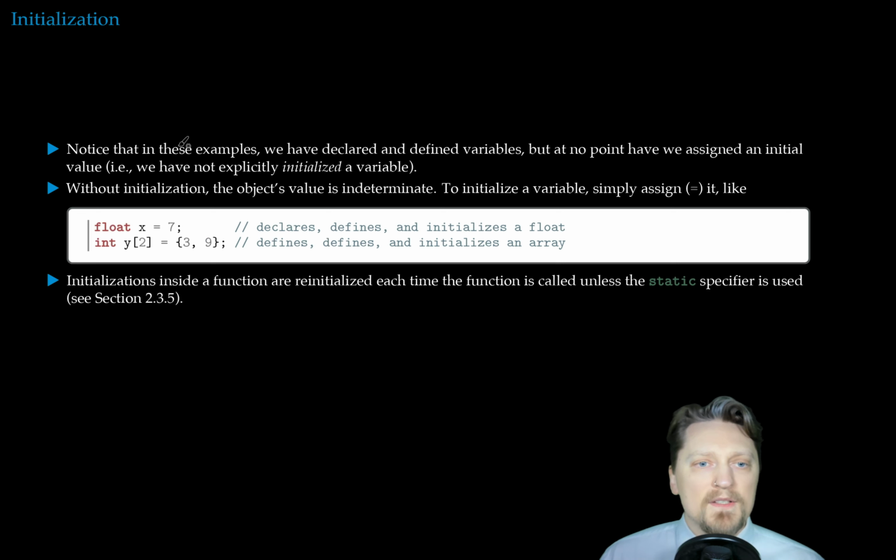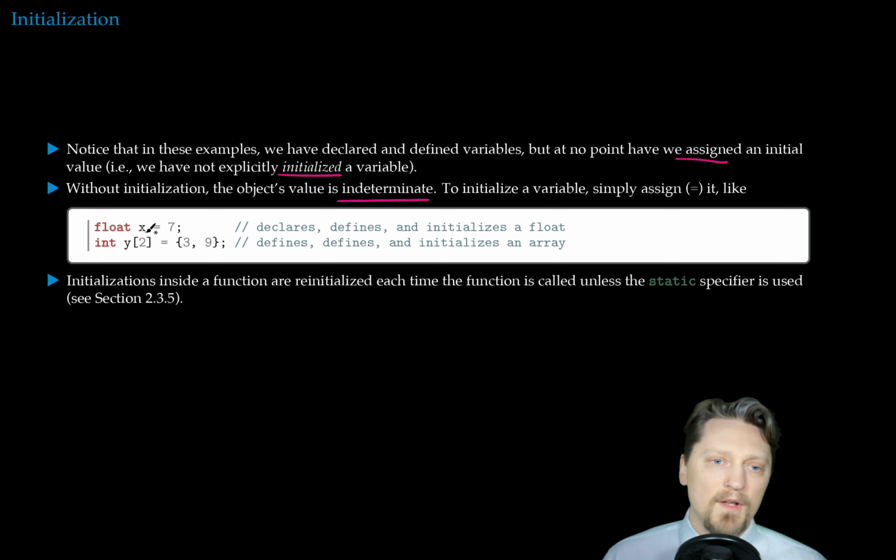Initialization. Notice that in these examples, we have declared and defined variables, but at no point yet have we assigned an initial value, i.e. we have not explicitly initialized a variable. Without initialization, the object's value is indeterminate, meaning you can't trust that it's going to be any specific value, 0 or otherwise. To initialize a variable, simply assign it, like float x equals 7. This declares, defines, and initializes a float. Int y[2] equals the array literal {3, 9}, declares, defines, and initializes an array.